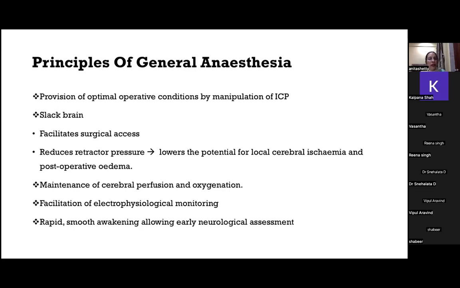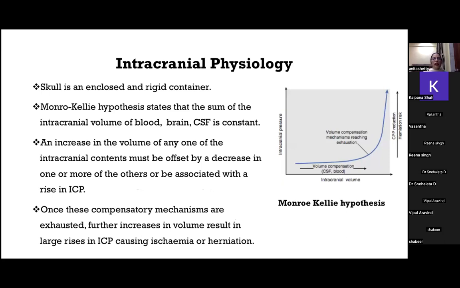The other principles are maintenance of cerebral perfusion and oxygenation, facilitation of electrophysiological monitoring, and rapid smooth awakening, which will allow us early neurological assessment. Now, first in brief about the intracranial physiology. As we all know, the skull is an enclosed and rigid container. The Monro-Kellie hypothesis states that the sum of the intracranial volume of blood, brain, and CSF is constant.